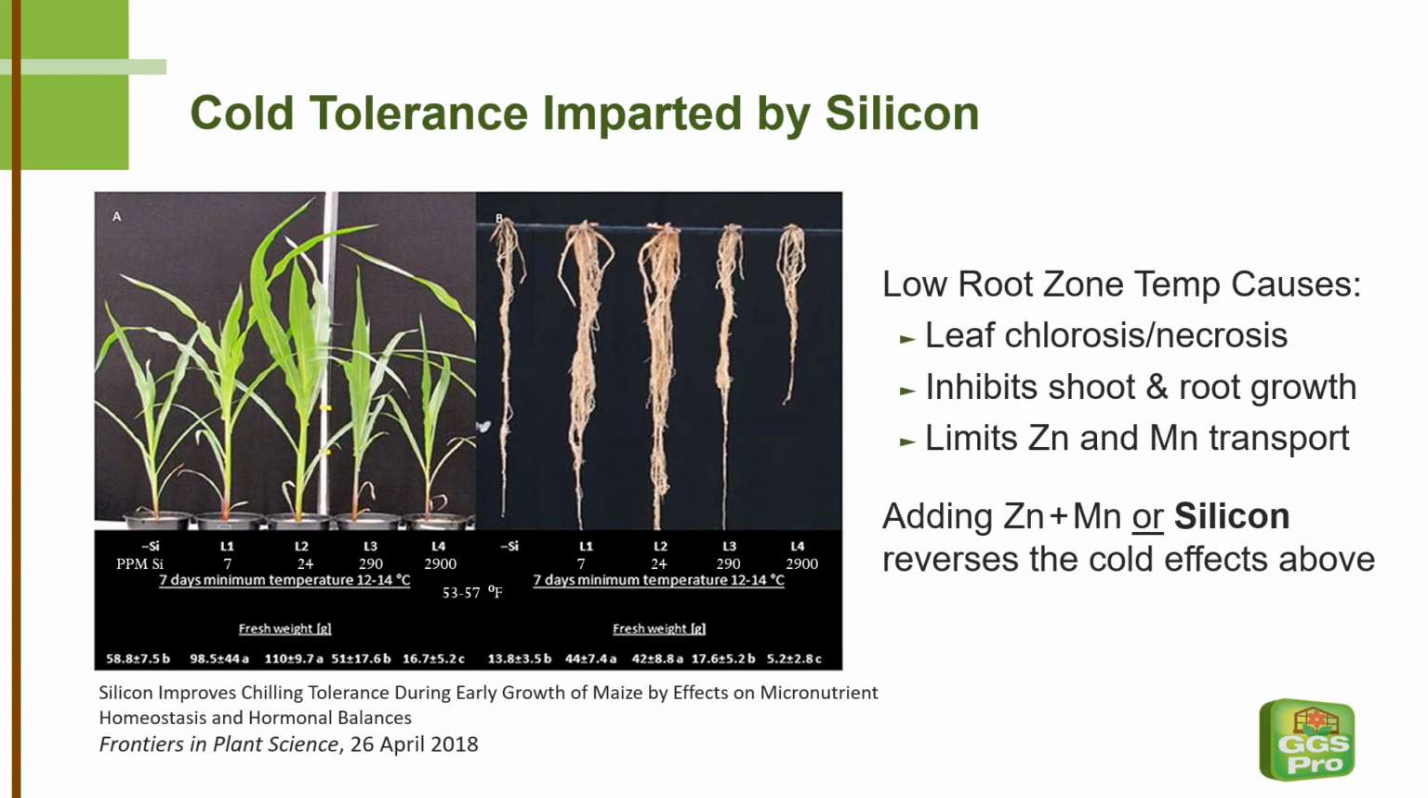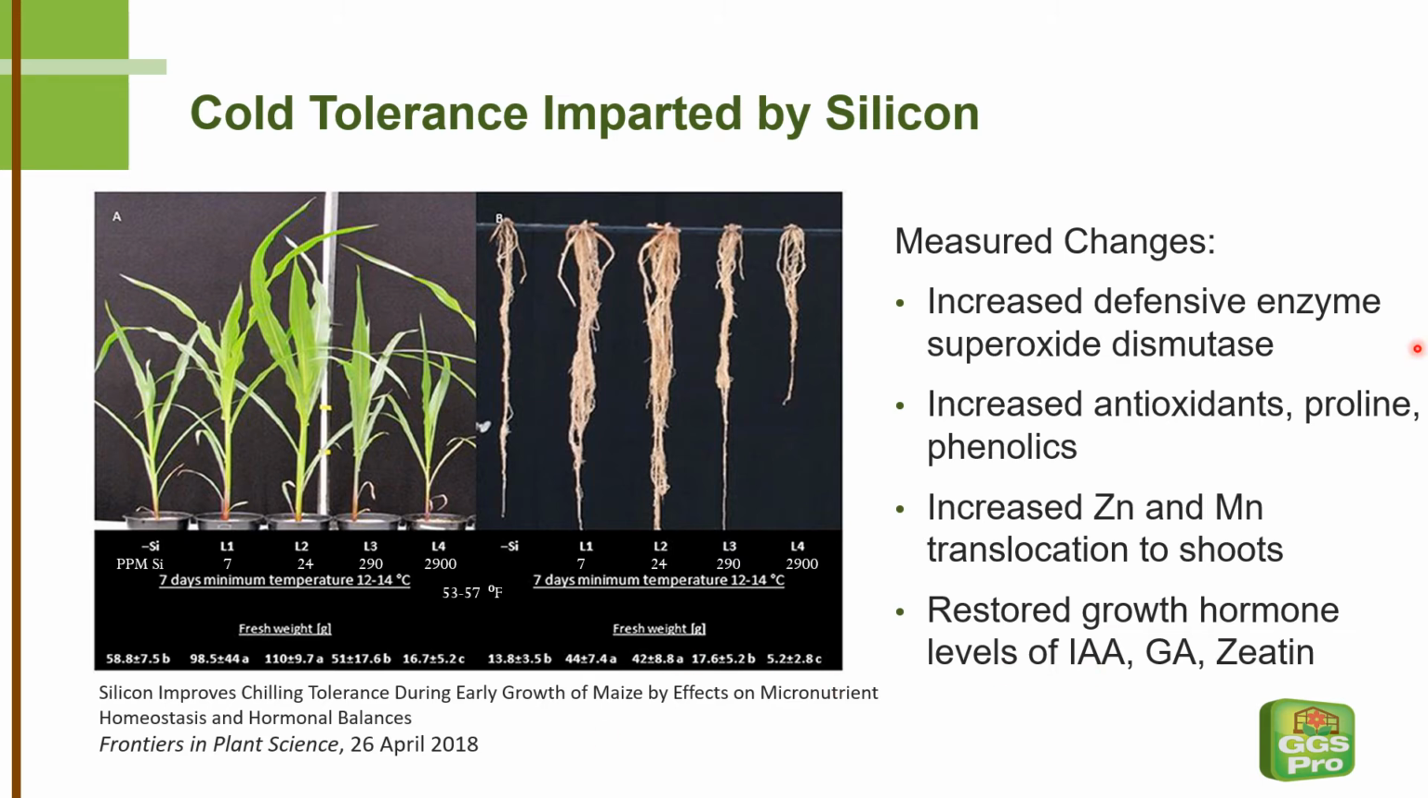If we look at how silicon works, what they delineated was that it increases the production of a defensive enzyme, superoxide dismutase. Also increased in the plants were the production of antioxidants and defense molecules, proline and the phenolics. They also saw an increase in zinc and manganese that was translocated from the roots up to the shoots with the addition of silicon to these plants. And lastly, hormone growth levels were restored in the plants to normal levels, allowing that growth.